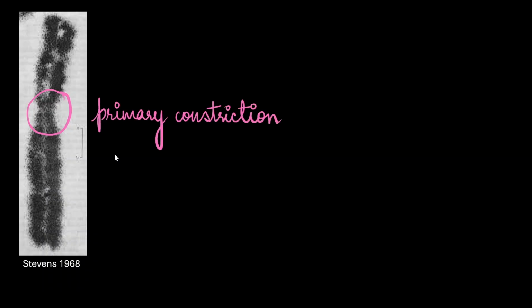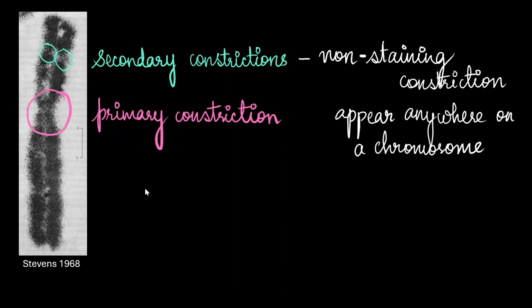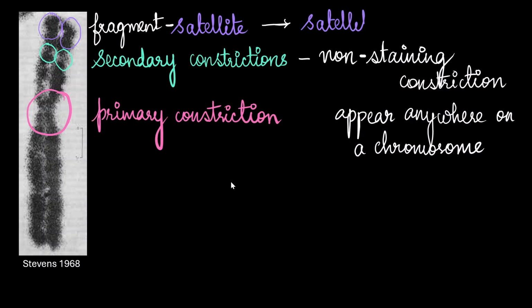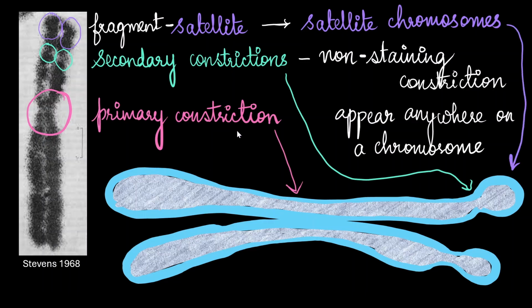And along the chromosome, we also see another narrow region called the secondary constriction. These are usually non-staining because the DNA at these spots does not take in the staining dye. These secondary constrictions can appear anywhere on the chromosome, meaning its position is not fixed. The segment of DNA beyond the secondary constriction is called the satellite fragment. And the chromosomes that show satellite fragments are called satellite chromosomes. So not all chromosomes have a satellite segment. So this is the primary constriction. Here we have our secondary constriction and the satellite fragment beyond it.